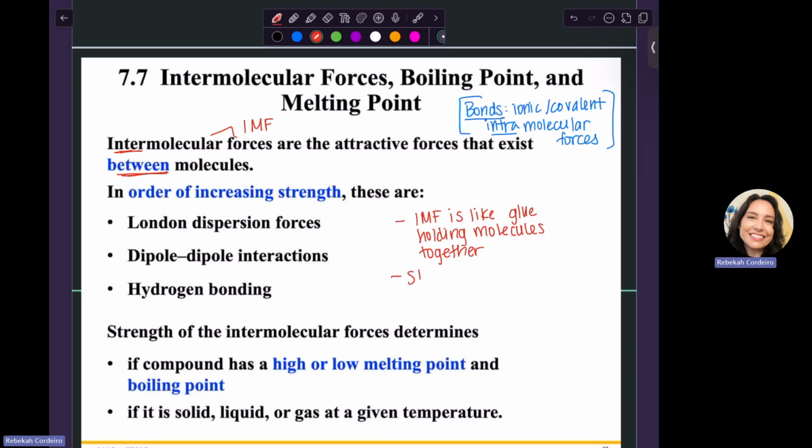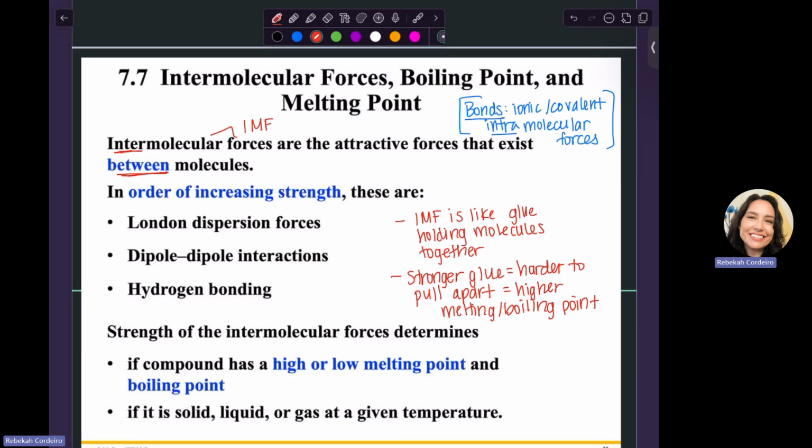So the stronger the glue equals harder to pull apart. And so harder to pull apart equals higher melting and boiling points, because we got to put more energy in to pull them apart. And to melt, to turn into a liquid, or to boil, turn into a gas, we have to separate the particles.